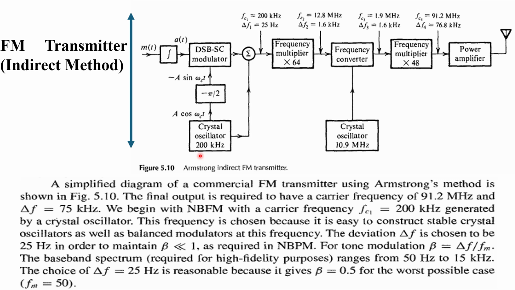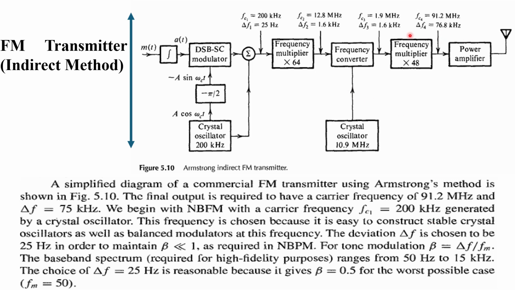This frequency is chosen because it is easy to construct a stable crystal, right? That is why we are choosing it. And the deviation we are choosing is 25 hertz initially, because beta we have to maintain less than 1. Why? Because the NBFM must have a very small beta, otherwise it will have a higher bandwidth. In that case it will not be NBFM, it becomes WBFM, that is wideband frequency modulation.